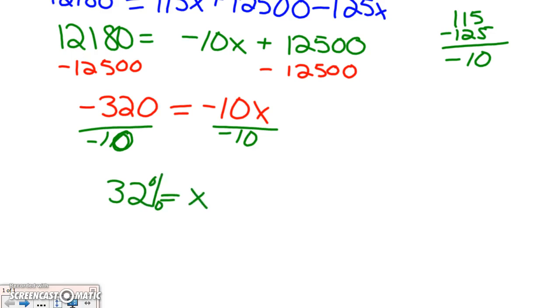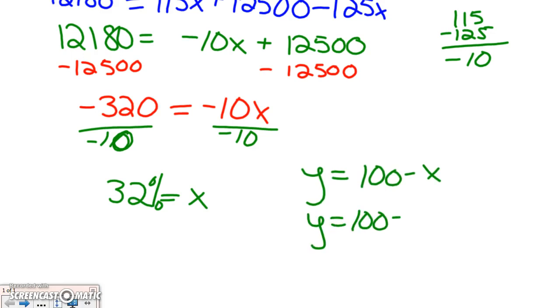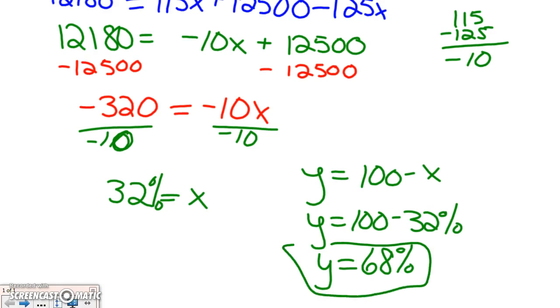And that is a percent. If I go back to my original equation, at one point I had y is equal to 100 minus x, and I now have an x value. So y is equal to 100 minus 32%. Therefore, y is equal to 68. 2 more gets me up to 70, plus 30 more gives me up to 100. So this is one of my answers, and this is the other answer.